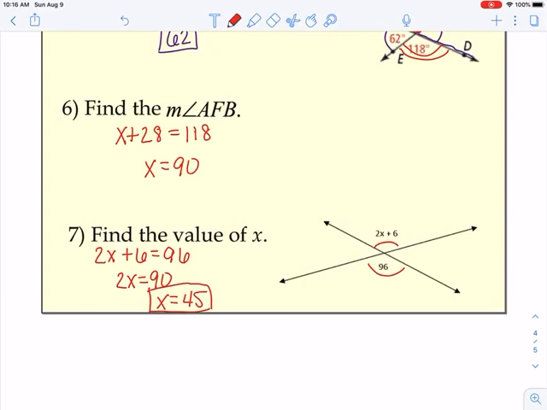Okay, again, this time I don't have to go plug that back in. It asked me to find the value of x. I found the value of x, and we're done with that one.